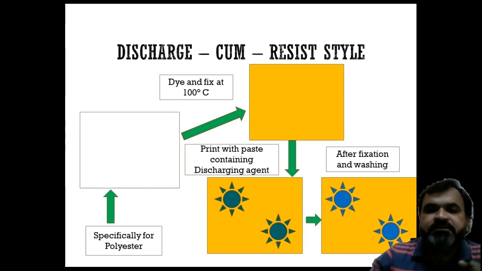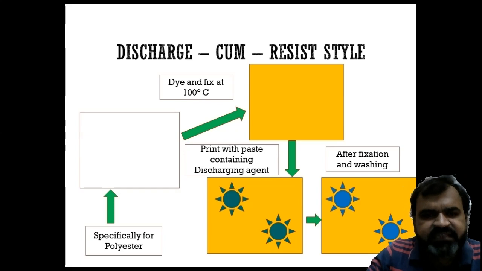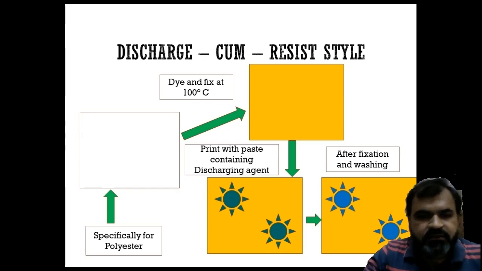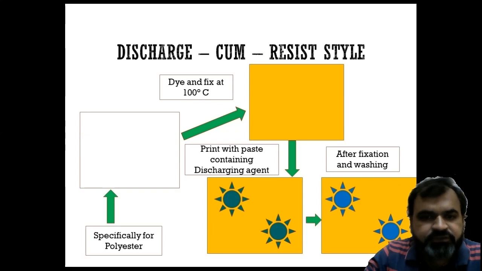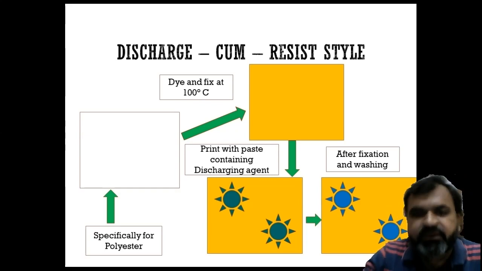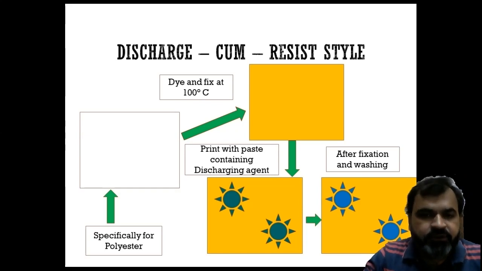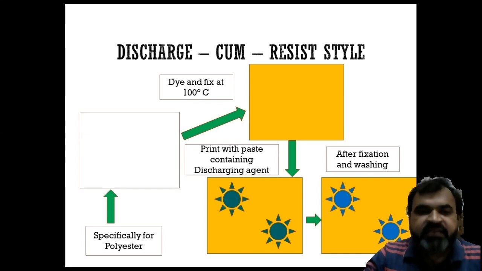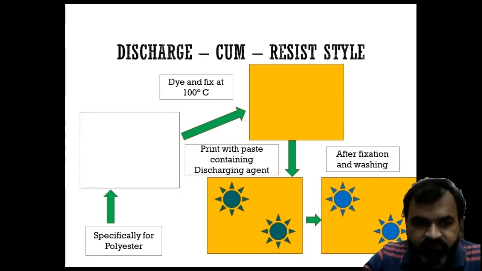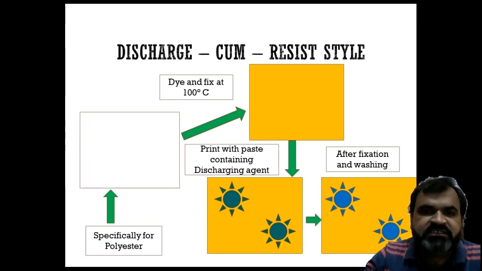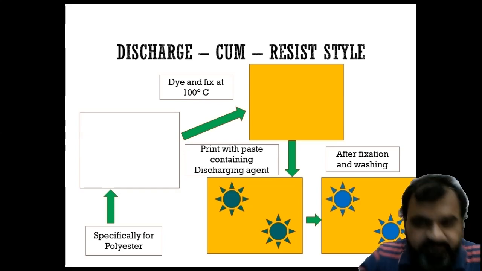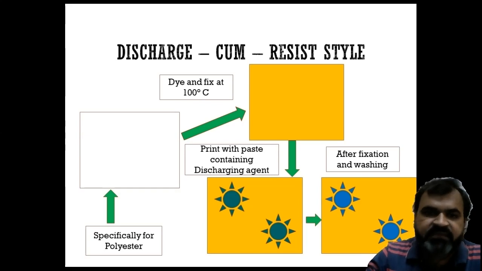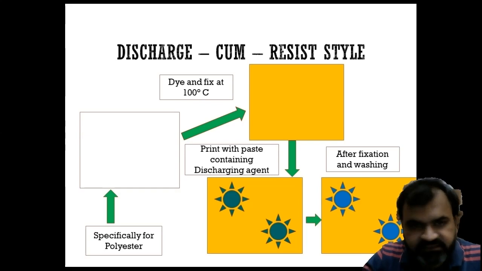Now you print with the dye containing the dischargeable, your reducing agent also. And then you go for steaming. Now what will happen? At the portion where you had printed, that area will not be developed by your dye. That means you are resisting the developing of the dye. And again, at the same area, the dye present on the ground is discharged by the reducing agent. That means we are doing two functions at a time, discharge and resist. That's why this is known as the discharge cum resist type.